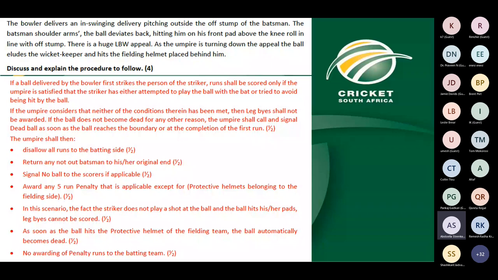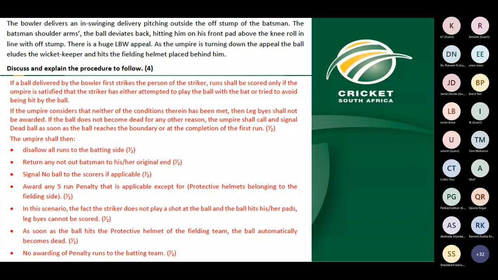If there was a no ball, the umpire needs to signal to the scorers, and award any 5 penalty runs, except if the ball should hit the protective helmet belonging to the fielding side. So in this scenario, the striker does not play a shot. In the question you'll see it says the batter shouldered arms. So the striker did not attempt to play at the ball, and if the ball then hits the striker's pads, leg byes can not be scored.